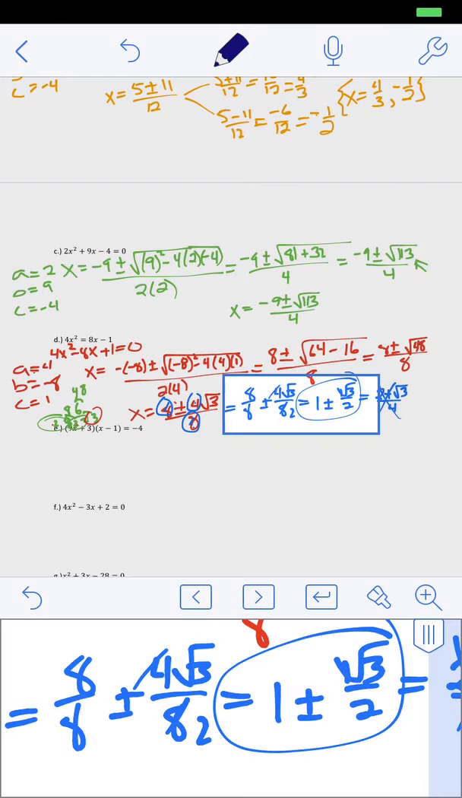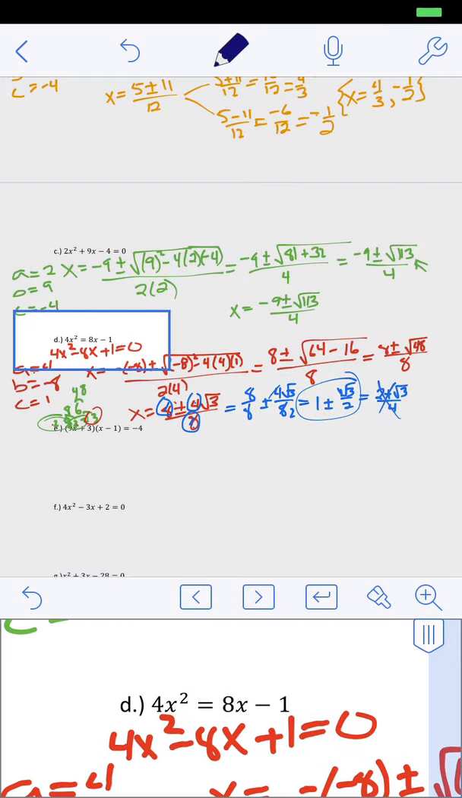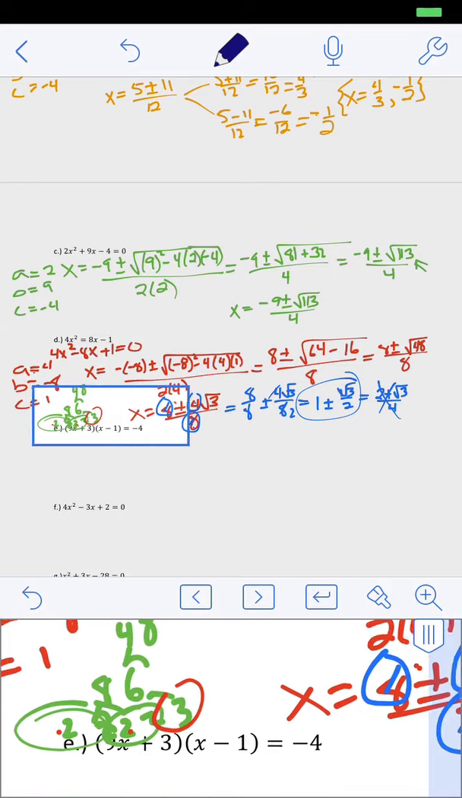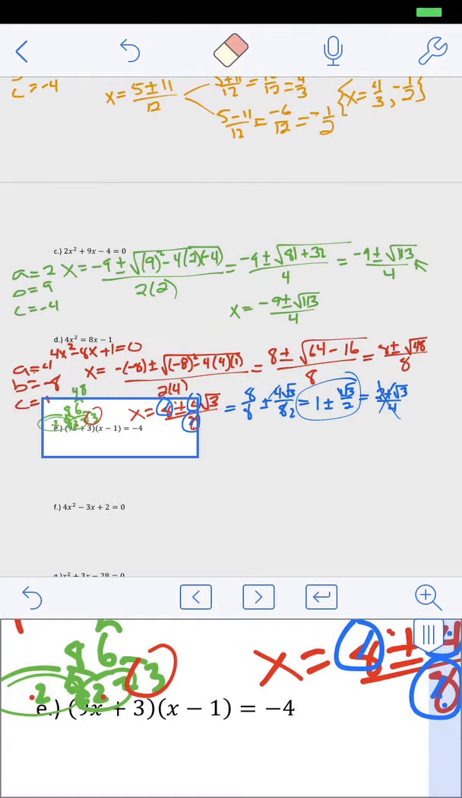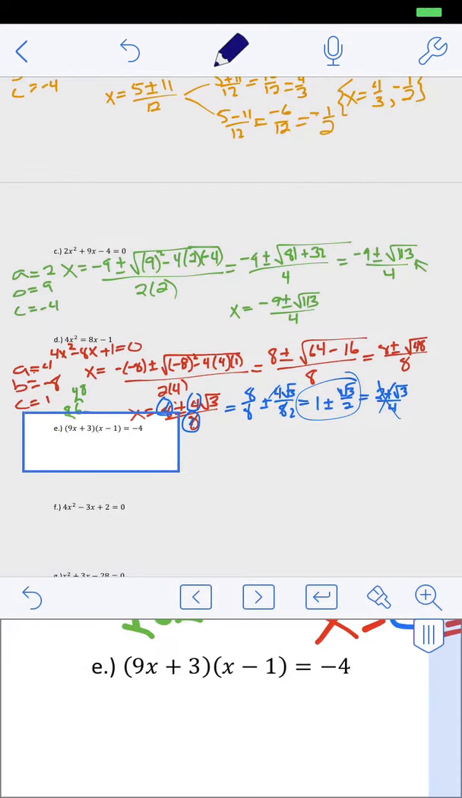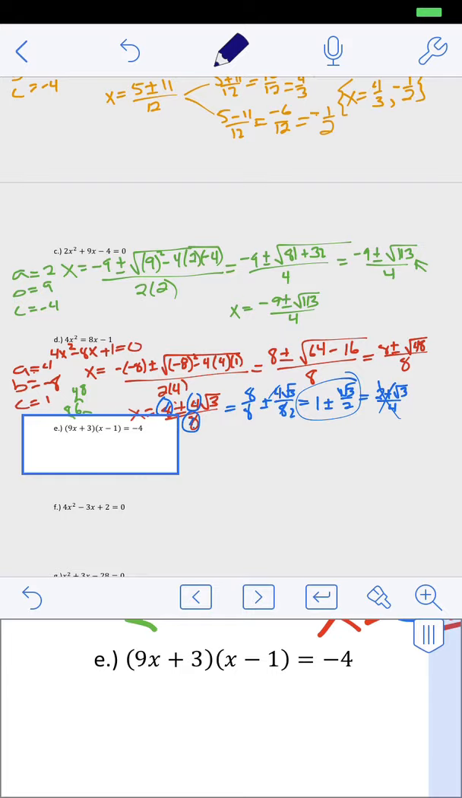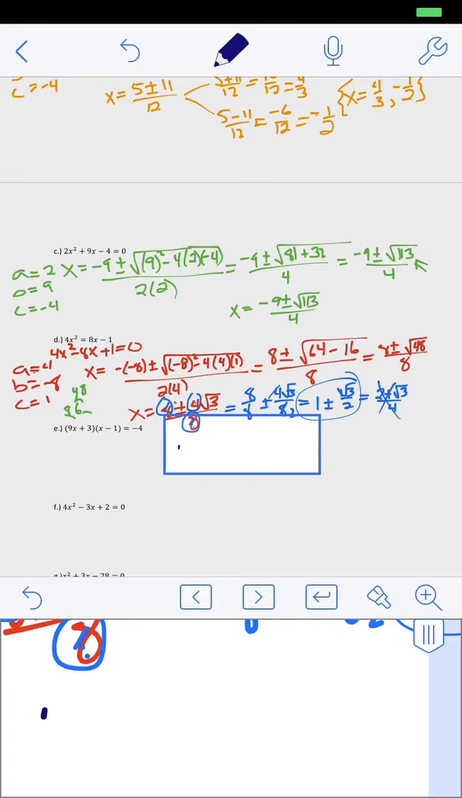Okie dokie. Cool. So if you have things in a weird order, feel free to rearrange them so that the quadratic formula will work. Next up, we have a very weird order. We have a factored form that's equal to negative 4, and that's a problem. If it was already a factored form equal to 0, then we could just use the zero product property and move on with our lives, but it's not. So we have to multiply it out to start with.